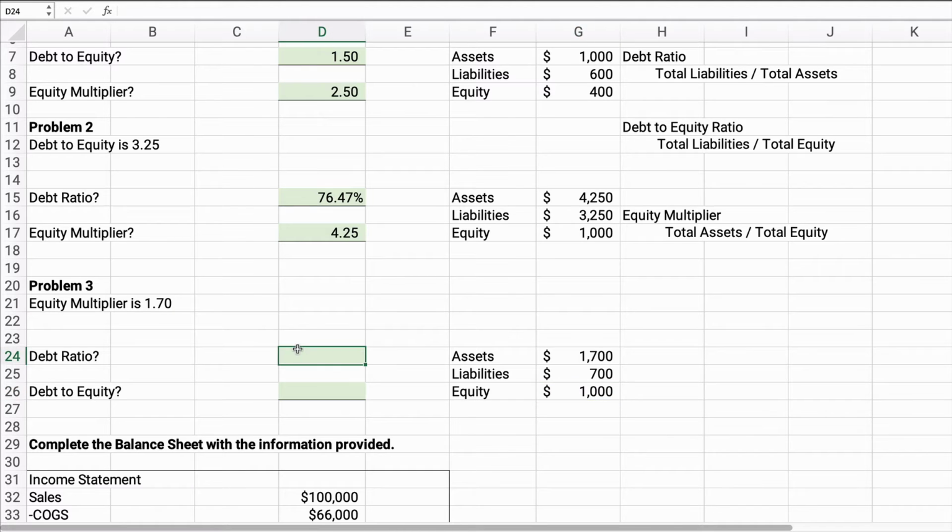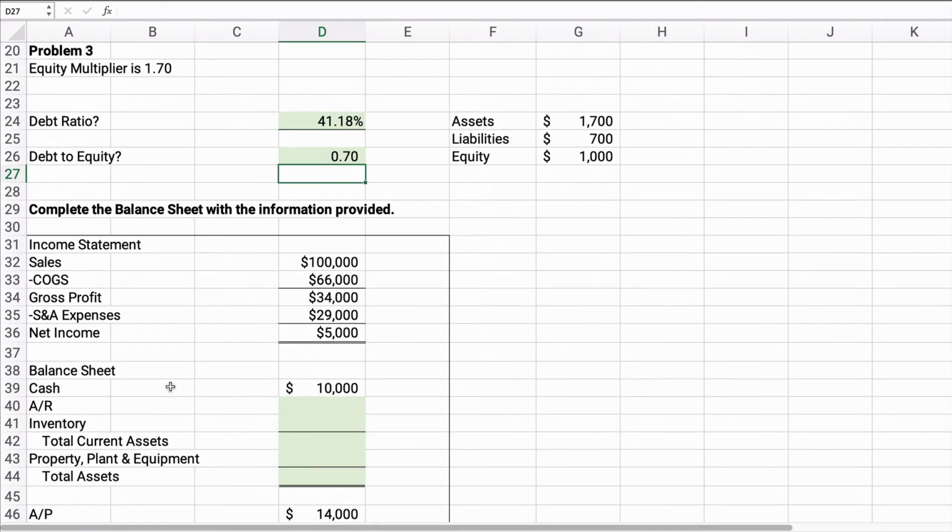So what's our debt ratio? Our debt ratio is liabilities divided by assets. Our debt ratio is 41% here in this case. What is debt to equity? Well, debt divided by equity is 0.7. Now, 0.7 plus 1 is 1.7, so you could take the equity multiplier minus 1, and that gives you debt to equity.